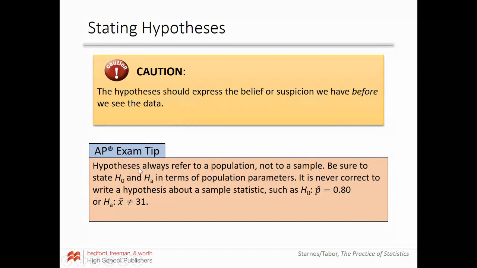And another AP tip: hypotheses always refer to the population, not a sample. Be sure to state H0 and HA in terms of a population parameter. It is never correct to write a hypothesis about a sample statistic such as p-hat equal to 0.80 or x-bar not equal to 31. We're always talking about the parameter.